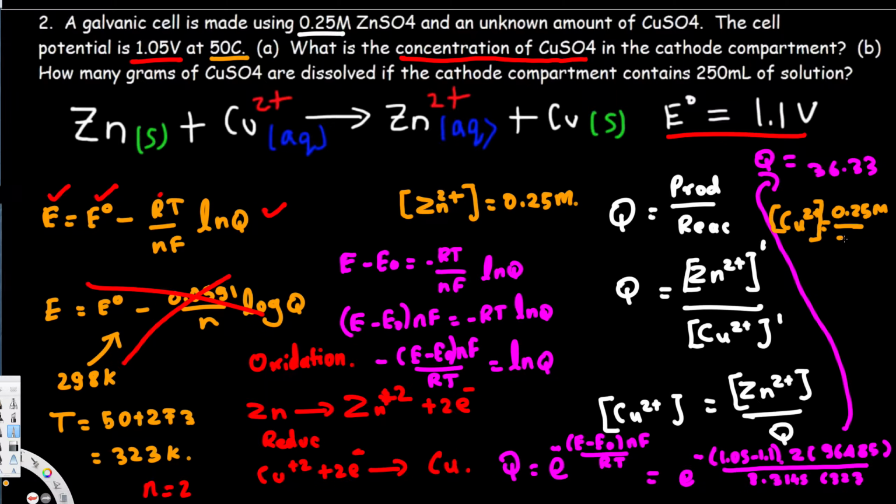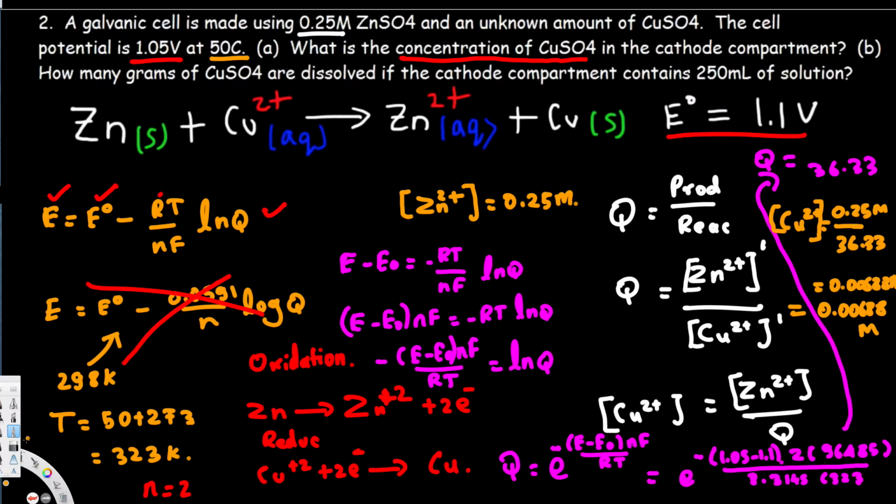Now let's go ahead and do that. We found out Q value is 36.33, and if you divide this one, you should get 0.00688 mole per liter, right? Let's write this one clearly, 0.00688 mole per liter. Now we have this, so this is the first question, A part. Now let's look at the B part. B part is asking how many grams of CuSO4 dissolved if the cathode compartment contains 250 milliliters of solution.